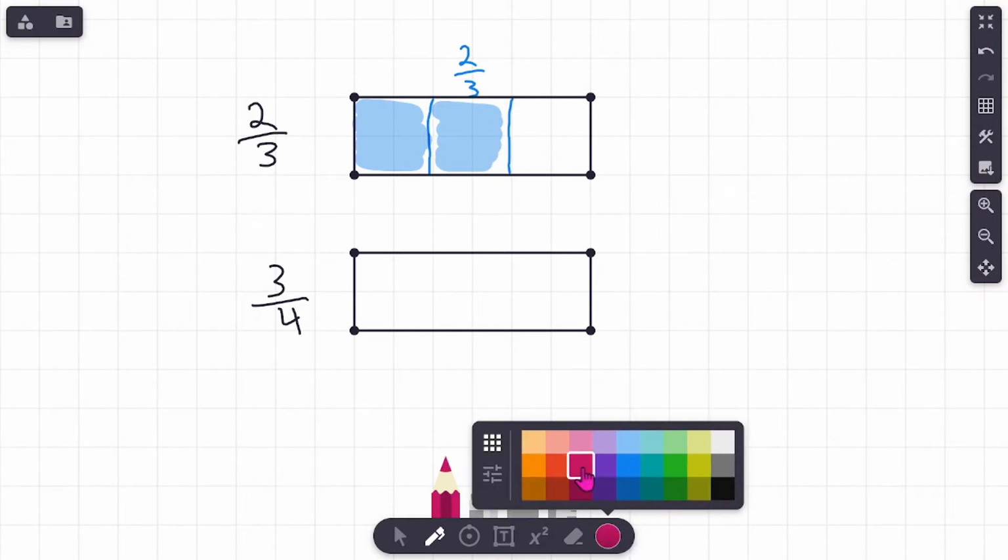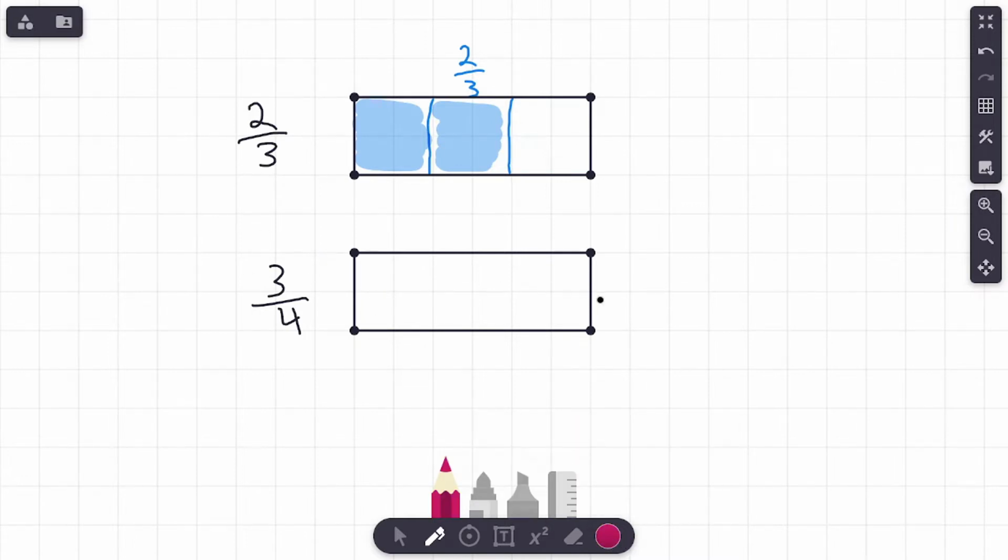All right, so we did 2/3. Now I want you to show 3/4 on this fraction model down here. Let's see if we can get 3/4. There's 1, there's 2, there's 3, and there is 4. I'm going to color in 3 out of the 4. So here's 1.